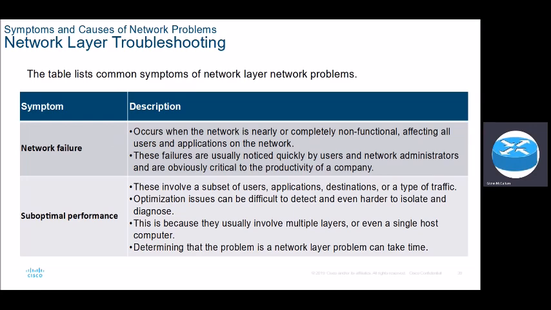And so again, still with network layer, we've got network failures. This occurs when a network is nearly or completely non-functional, affecting all users and applications of the network. They're usually noticed quickly by users and network administrators and are obviously critical to the productivity of a company. With suboptimal performance, these involve a subset of users, applications and destinations, or a type of traffic. And so optimization issues can be difficult to detect and even harder to isolate and diagnose. This is because they usually involve multiple layers or even a single host computer. Determining that the problem is a network layer problem can take time.